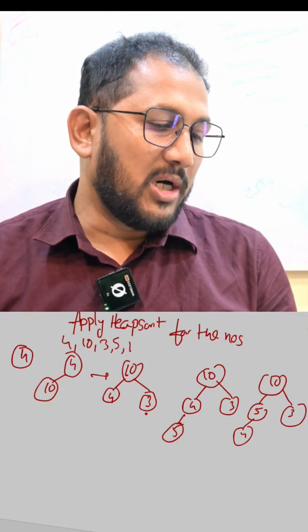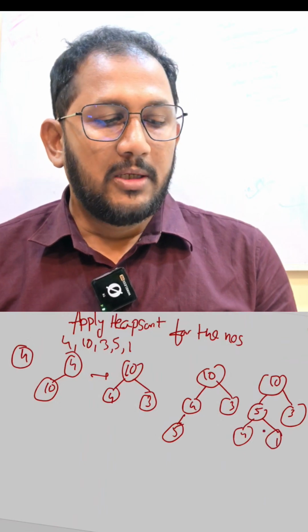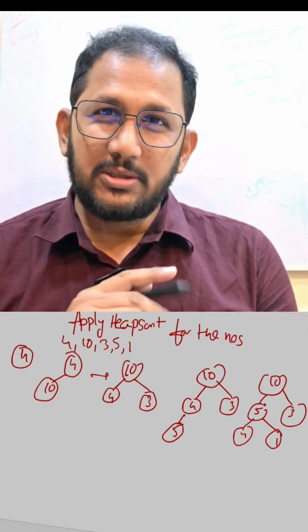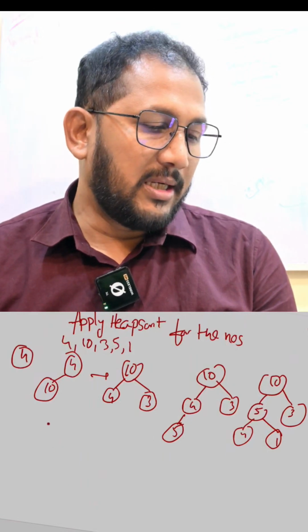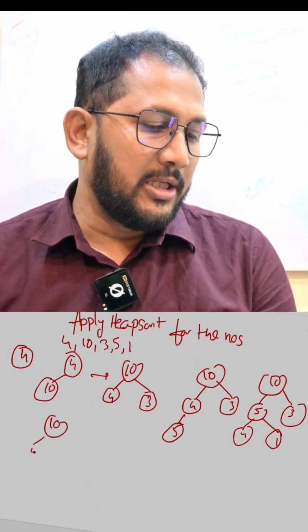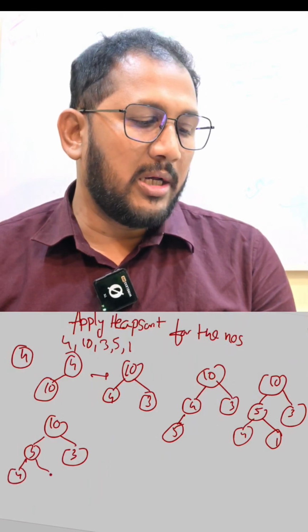Now next one is 1. 1 is added. One is the right child of 5. Now this is the max heap. So first of all, we need to construct the max heap. So max heap is 10, 5, 3, 4 and 1.